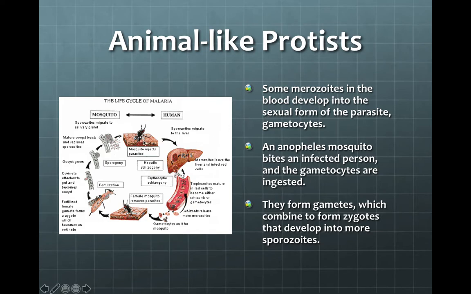So you can see here, with the mosquito right here, the sporozoites migrate to the salivary gland on a mosquito. And then here's your oocysts, which burst, and then it grows right here. And then you can see that it attaches to the gut and becomes an oocyst. A fertilized female gamete forms a zygote, which becomes an ookinete. So again, this is what happens in a mosquito. And then it waits for the next mosquito bite, and then this is what happens in the liver.